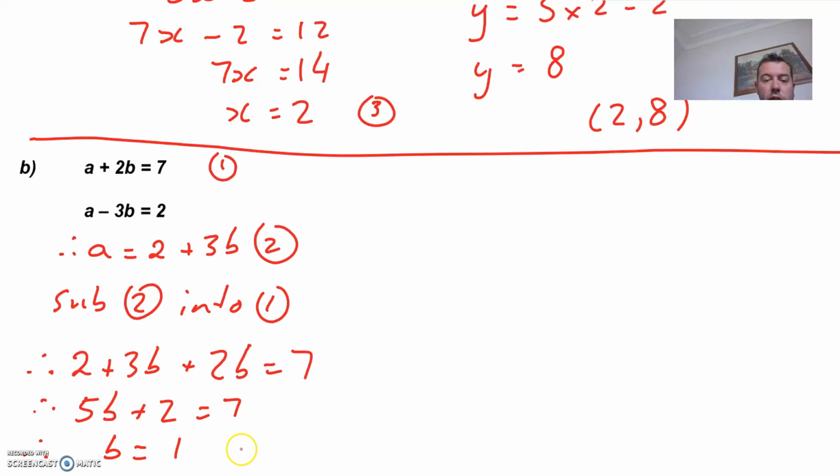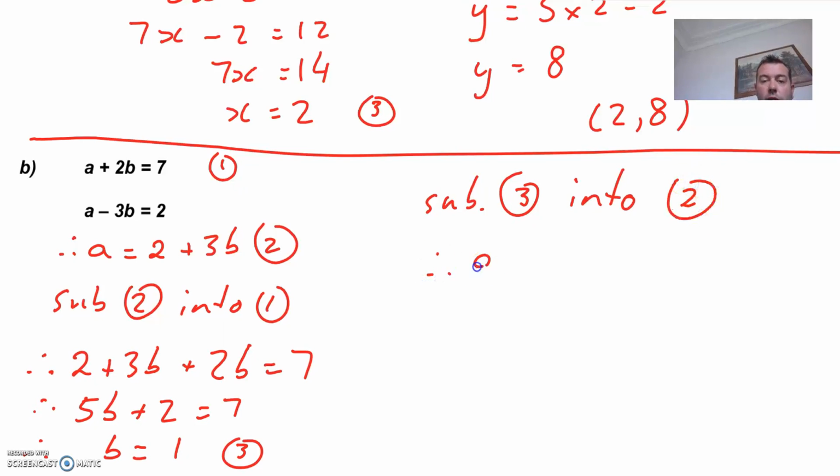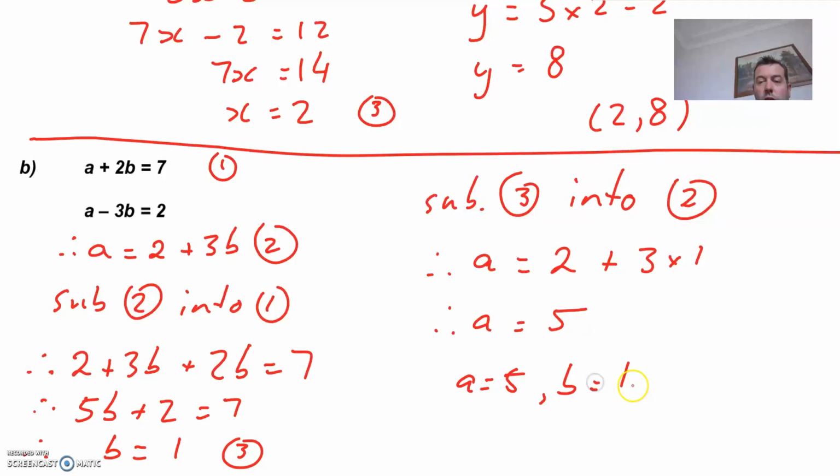Not finished yet. Let's call that 3. We're going to substitute 3 into, doesn't matter. Let's substitute into 2 because we've made A the subject of that and it'll work out pretty neatly. Therefore A equals 2 plus, instead of 3B I say 3 times 1 because I found out B equals 1. Therefore A equals 5. So my solution is A equals 5, B equals 1.